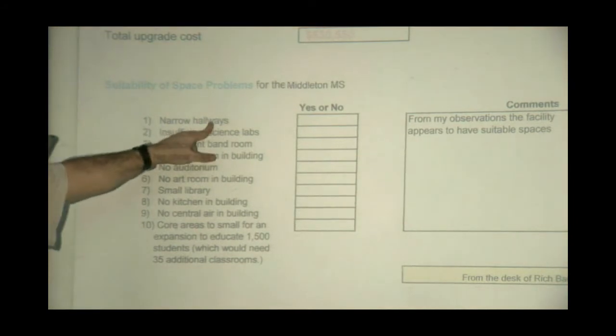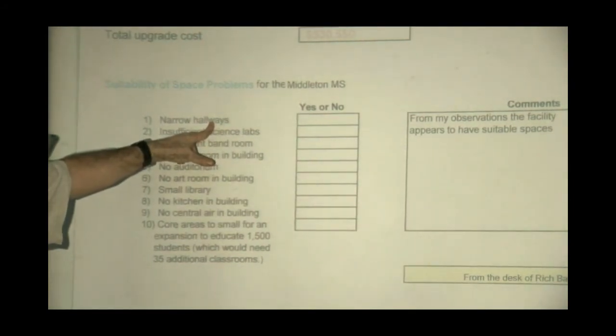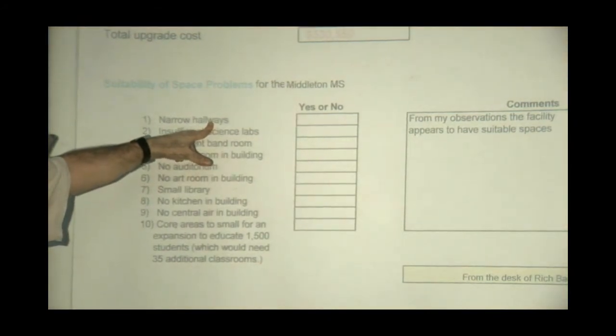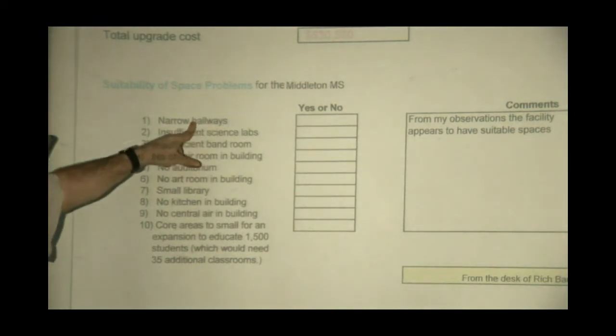Hallways, narrow, yes or no? Suitable, if they're narrow and we bump them against each other, it functions because they can get from one end to the other end. But is it suitable? That's a question that you're going to ask yourself.